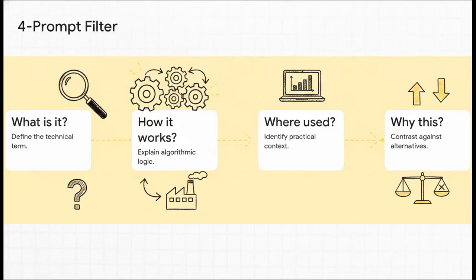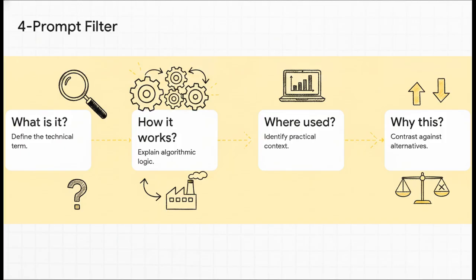But wait, there's another layer to this. Alongside PEEL-J, you've got to run your knowledge through what we call the 4-prompt mechanism. This is going to guarantee your answer has maximum technical depth. Before you write a single word, just ask yourself these 4 things. What is it? Like, define the term. How does it work? Explain the actual algorithmic logic.